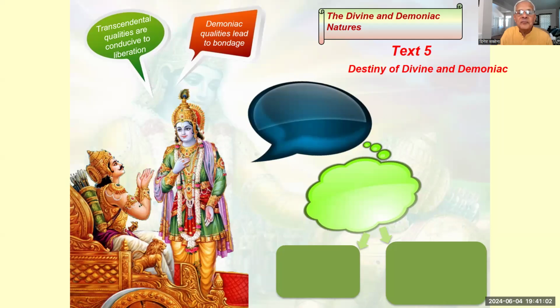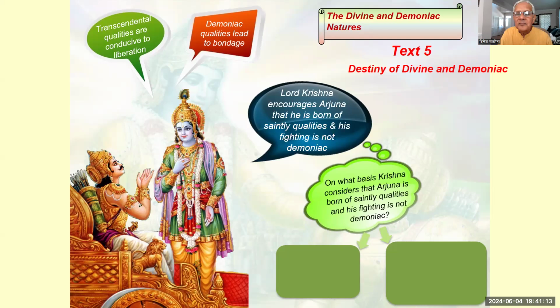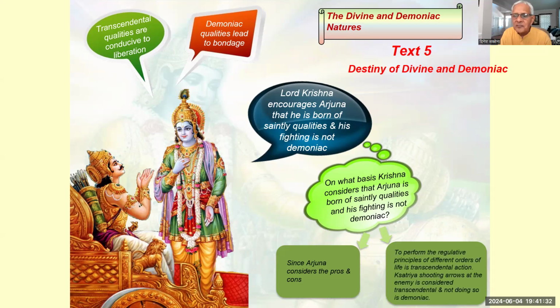The divine and demonic natures. Transcendental qualities are conducive to liberation. Demonic qualities lead to bondage. Lord Krishna encourages Arjuna that he is born of saintly qualities and his fighting is not demonic. On what basis does Krishna consider that Arjuna is born of saintly qualities and his fighting is not demonic? Since Arjuna considers the pros and cons, to perform the regulative principles of different orders of life is transcendental action. A Kshatriya shooting arrows at the enemy is considered transcendental, and not doing so is demoniac.